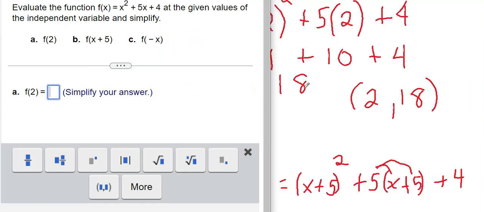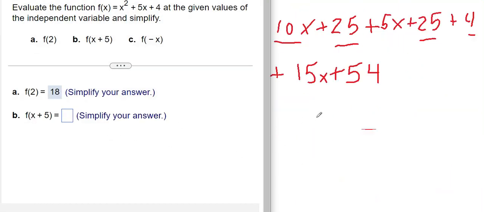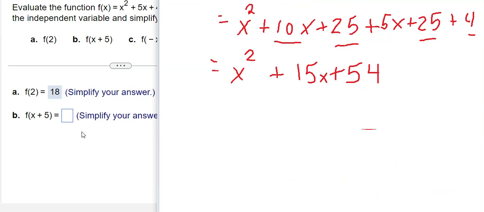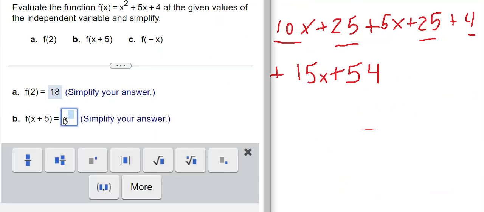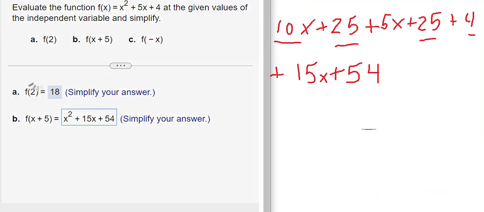All right, so f of 2, we got 18. So let's go ahead and enter that and check it. Okay, now we've done our f of x plus 5, and we got x squared plus 15x plus 54. You can use this exponent key or use the caret key, that is the caret key that's on your shift 6 on your keyboard. x squared plus 15x plus 54. All right, so we'll check that answer.